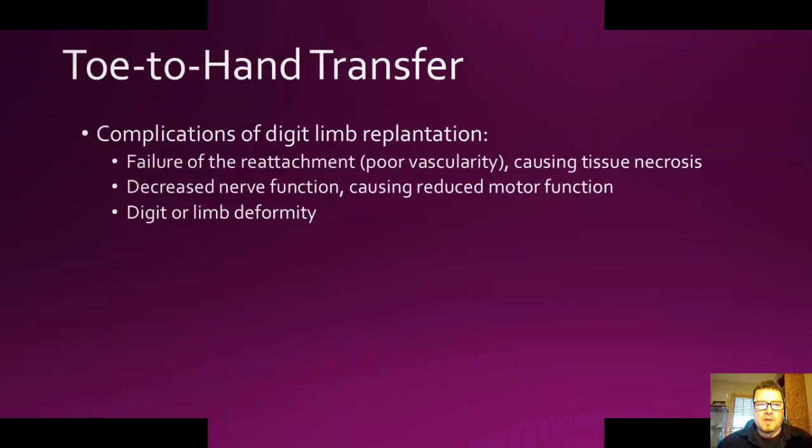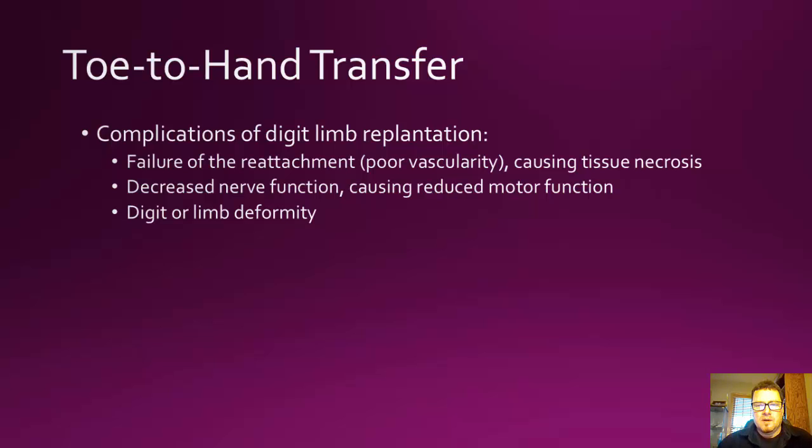is in your book. Complications for this type of procedure are, if you don't get a good artery and two veins to this graft, reattachment is going to fail, and the tissue will necrose and it'll just die off. Also, decreased nerve function. These people are going to have extensive physical therapy to learn how to pinch and grip, and if they don't perform all that physical therapy appropriately, their nerve function may not come back all the way, and they may not be able to pinch quite as well as they should.